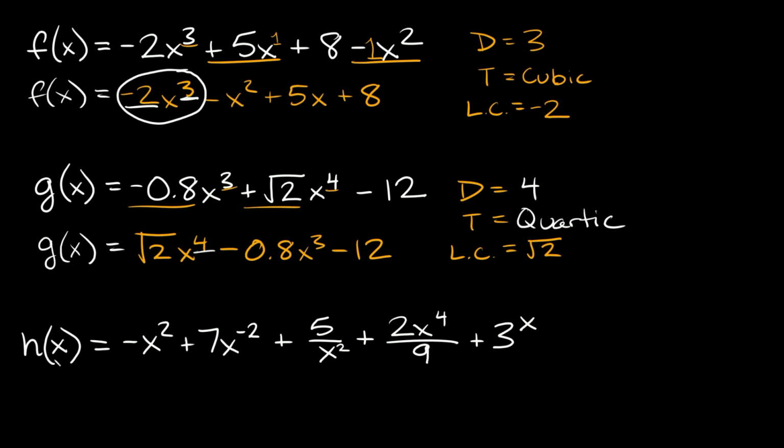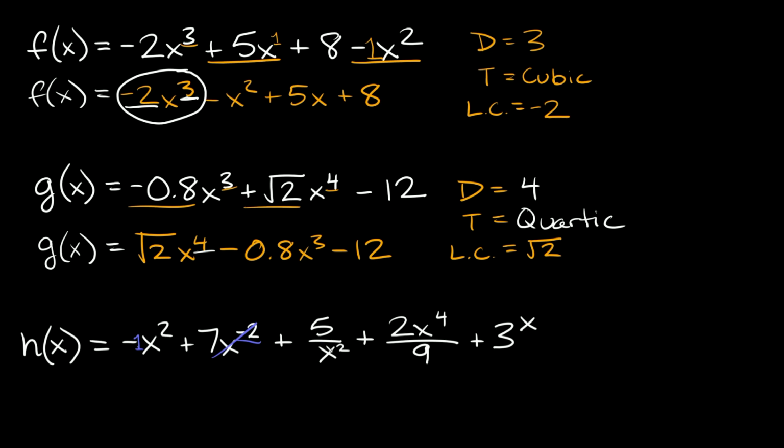Okay, and the last one right here, h of x is equal to -x squared plus 7x raised to the -2 plus 5 over x squared plus 2x to the fourth over 9 plus 3 to the x. Wow, a lot of ugly stuff here. So again, let's check each of our terms to see if they pass. So first of all, -x squared, that's fine, right? Because we basically have a -1 right here, so the coefficient's fine, and we have a positive exponent. Here, 7x to the -2, 7 is good, but -2, that's no good, right? No bueno, can't have a negative exponent. So since this term right here fails, that means this whole thing is not a polynomial function, okay?